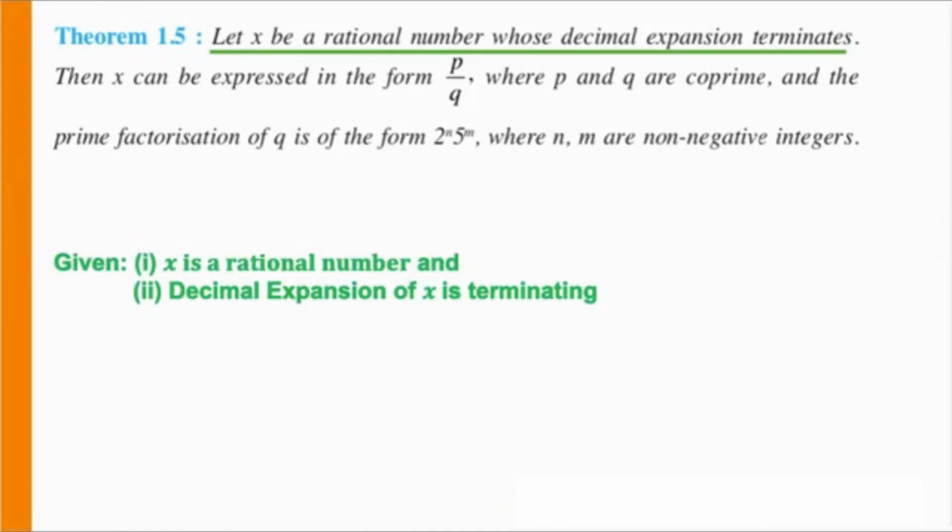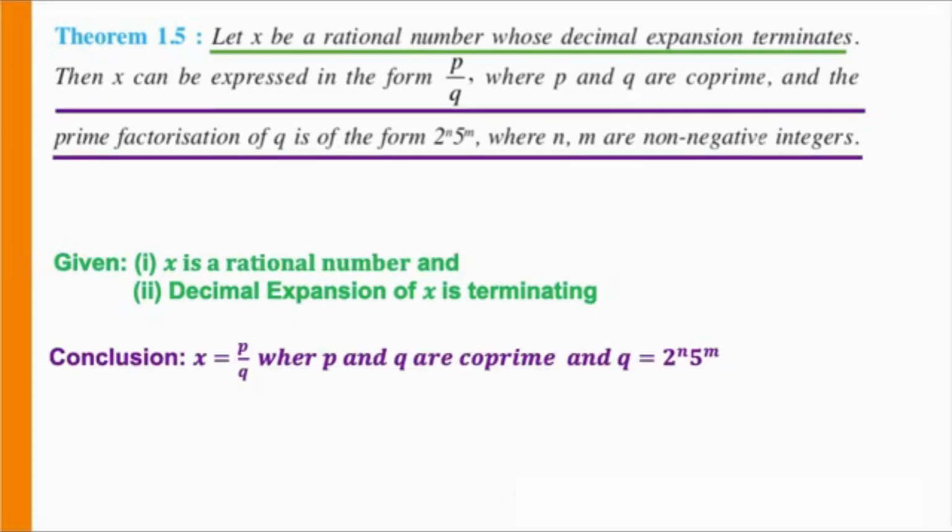It's given that x is a rational number, and it is also given that the decimal expansion of x is terminating. The conclusion is, if the decimal expansion of x is terminating, then q will be in the form of 2 raised to n, 5 raised to m.